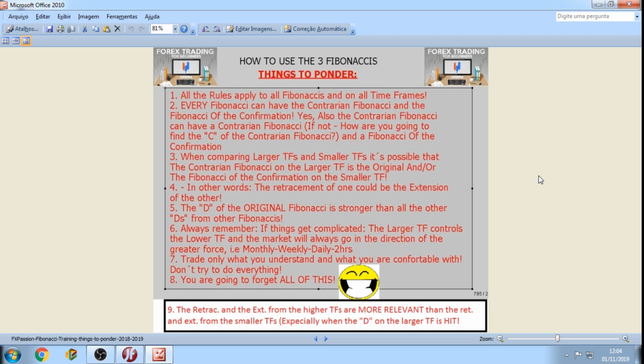Number three, when comparing the larger time frames and smaller time frame, it's possible that the contrarian Fibonacci on the larger time frame is the original and or the Fibonacci of the confirmation on the smaller time frame. Okay, many times it happens that one Fibonacci is going to be the other on the other time frame.